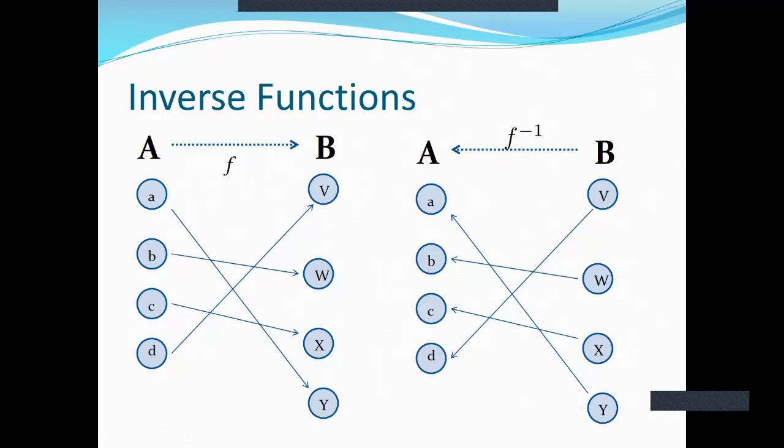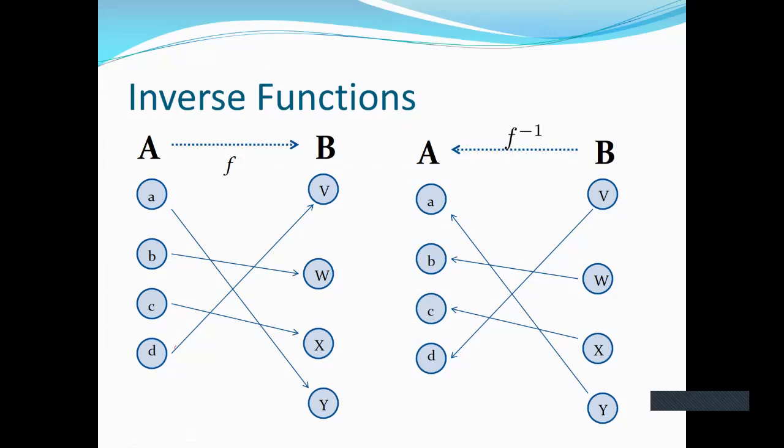So the inverse is, if A is mapping to Y, in the inverse function Y is mapping to A. So we just reverse the arrows and we reverse all the things. V is mapping to D now. Here D is mapping to V. So in the function, we actually map the element from set A to B, right? And in the inverse function, we map from B to A.